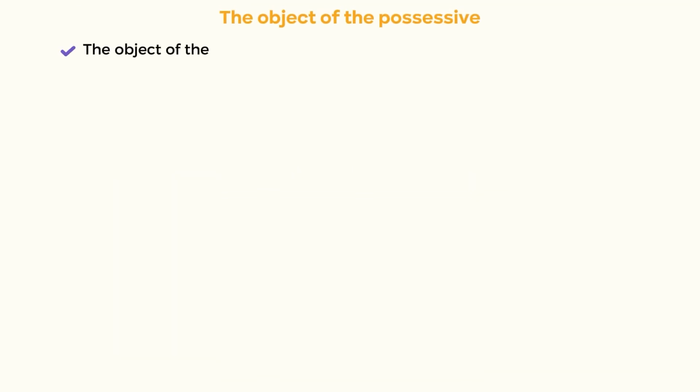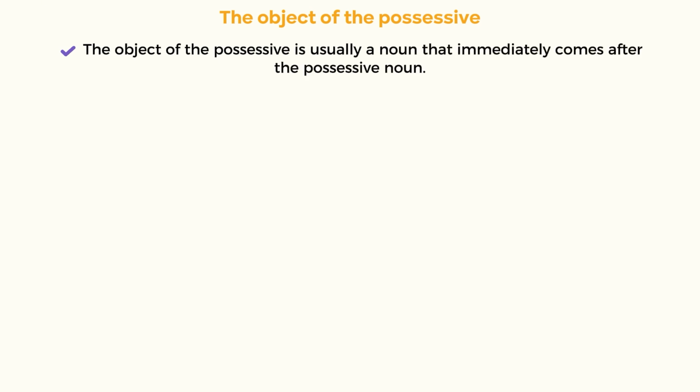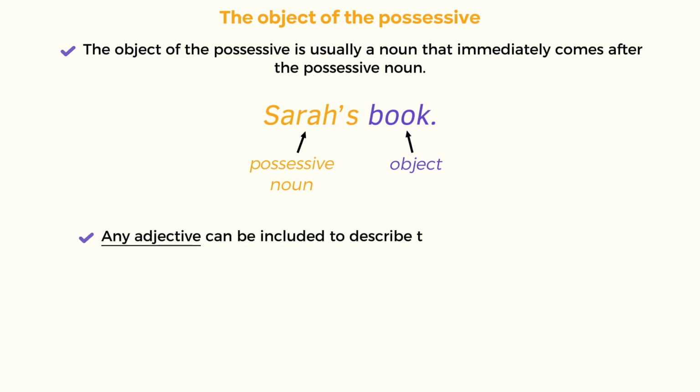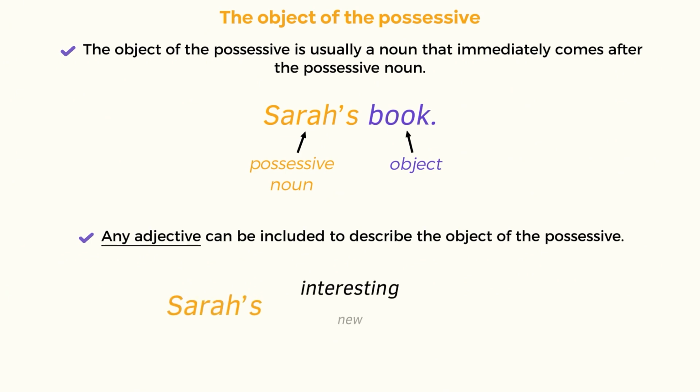The object of the possessive is usually a noun that immediately comes after the possessive noun. Look at the example. Sarah's, possessive noun, book, object. Any adjective can be included to describe the object of the possessive. Sarah's interesting new book.